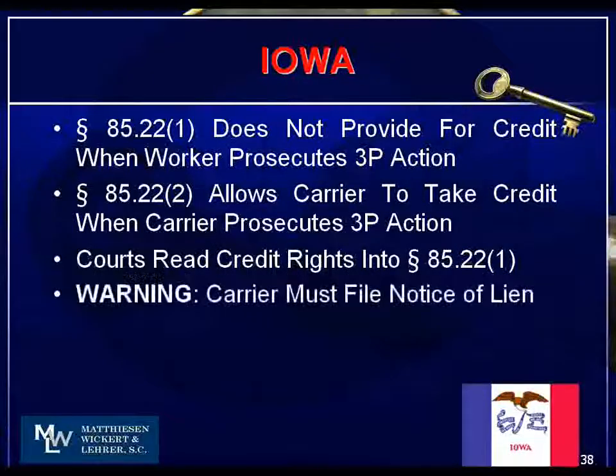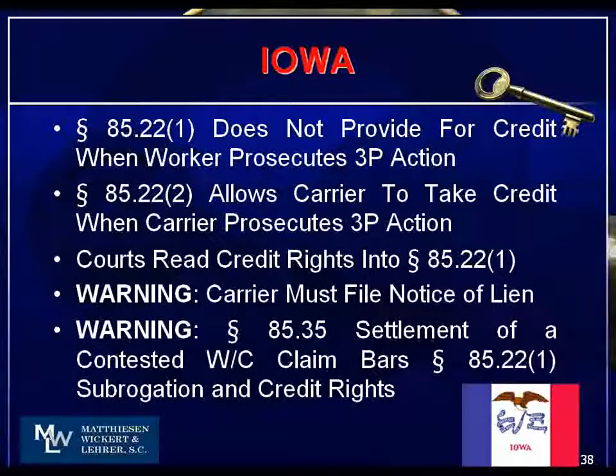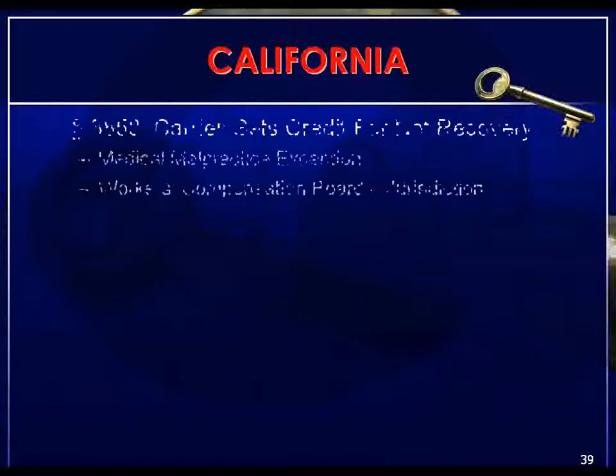A warning, you must file a notice of lien. Warning, if you settle a third-party case, Section 85.35, settle a contested work comp claim, it literally bars your right under 85.22 to subrogation and credit. So be very careful and make sure that language in the agreement is spelled out in there.